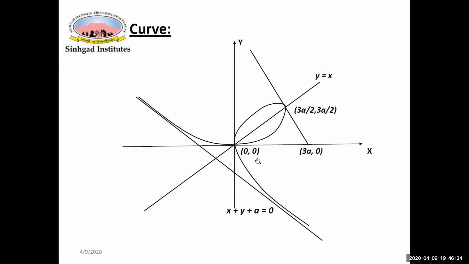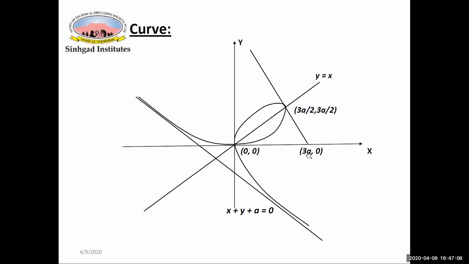Now to draw that curve, 0, 0 is the point of intersection. 3a by 2, 3a by 2 is the point of intersection. It is symmetric about the line y equal to x. Tangents at origin are these two. Since the curve exists between these 2 points, there will be a loop and it will touch this asymptote at infinity. So this will be the nature of this curve, and this way this implicit curve has been drawn.